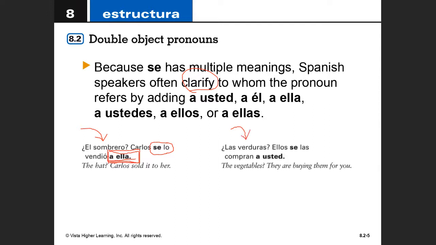Another example, las verduras. Las verduras, ellos se los compran a usted. So if we stop over here, it will be totally understandable, but we want to clarify and we want to emphasize, and that's why we also add the objeto indirecto. Besides doing it with the pronoun, we also do it with the actual noun over here.